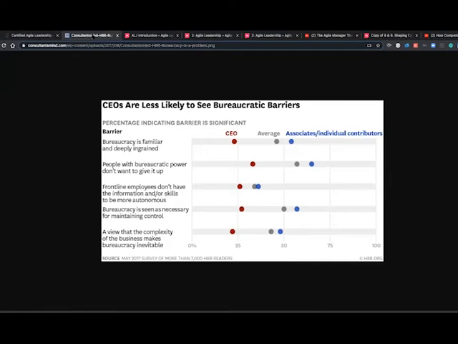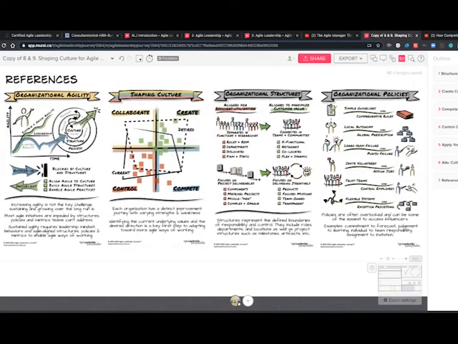Frontline employees don't have the information skills. They need to be more autonomous. Bureaucracy is seen as necessary to get control. So we're trying to move away from that, for an example, and that's obviously a problem. Partly, senior leadership doesn't see that, and we need to equip both management and senior leaders with the kind of awareness and tools to do just that.